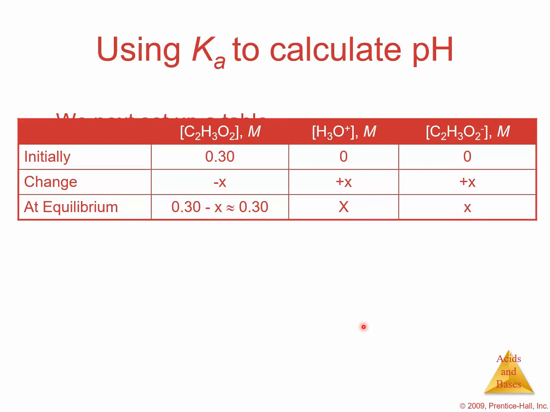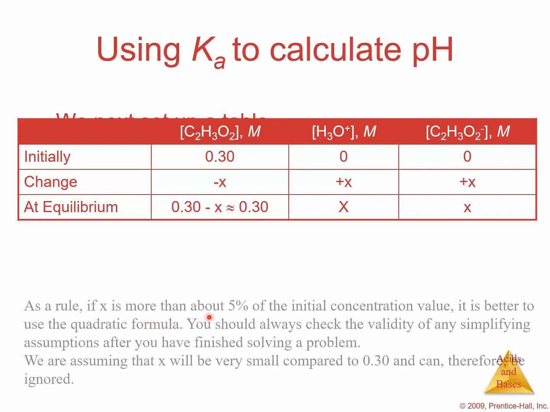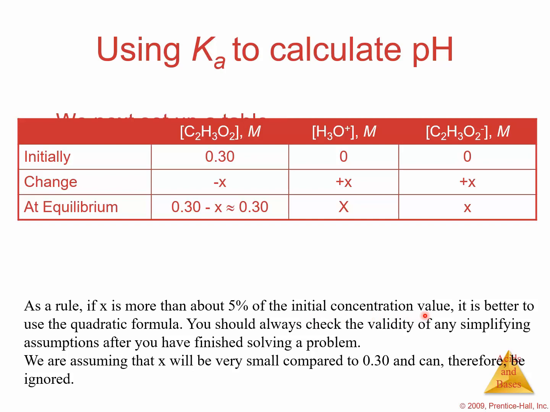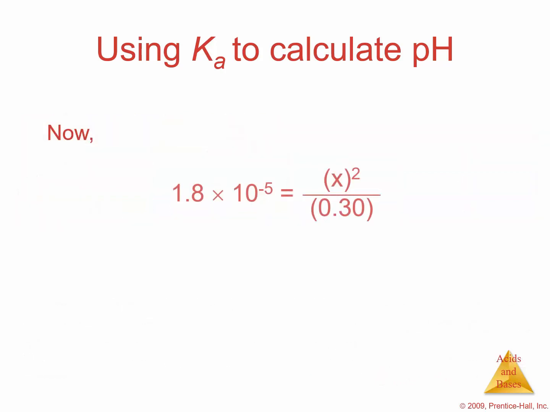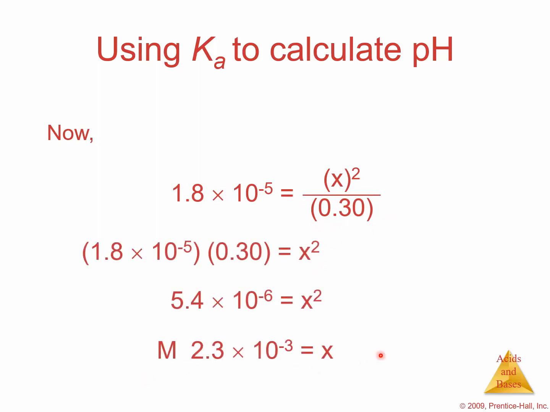Now, as a general rule, if x is more than about 5% of the initial concentration value, it is better to use the quadratic formula. You should always check the validity of any simplifying assumptions after you have finished solving a problem. We are assuming that x will be very small compared to 0.30 and can therefore be ignored. So we ignored that, as you can see here, and we find the value of x, and x will be equal to this value, 2.3 times 10 to the minus 3 molar.